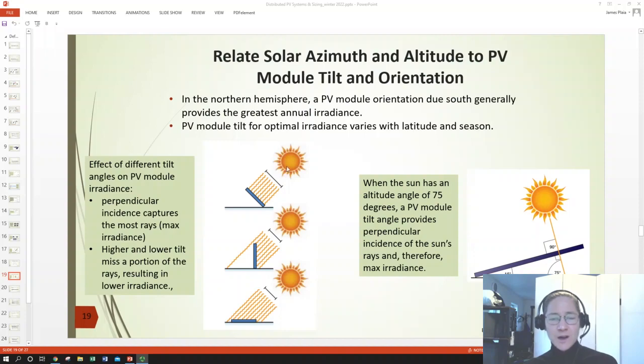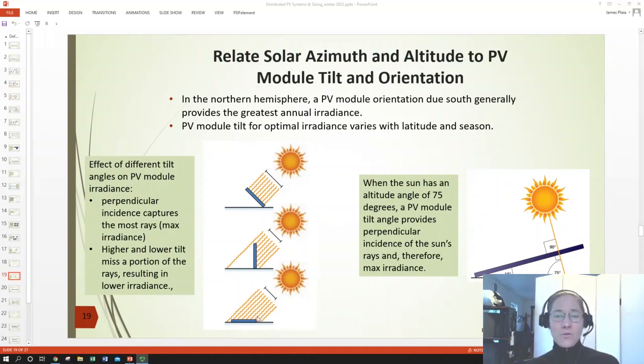So in the top you've got all of those sun's rays hitting your panel perpendicular, and you capture them all. If you take that panel for the same angle of sun's rays coming in, if you tilt it a little higher, you miss one. So the net irradiance on this second one is a little bit lower. And in this last one, you've oriented the panel flat. Now you're missing three of the rays. So the irradiance, the watts of sunlight per square meter, is going to be the least for this lower.